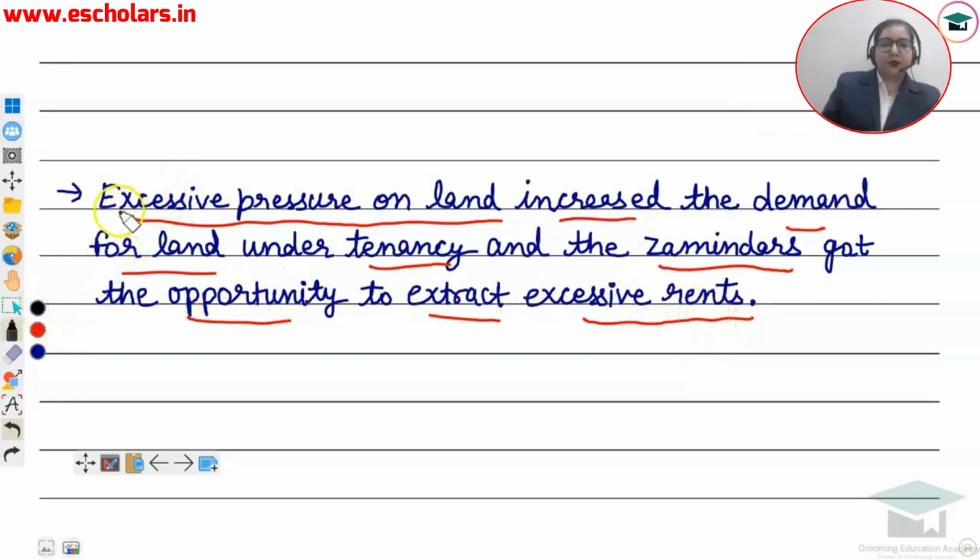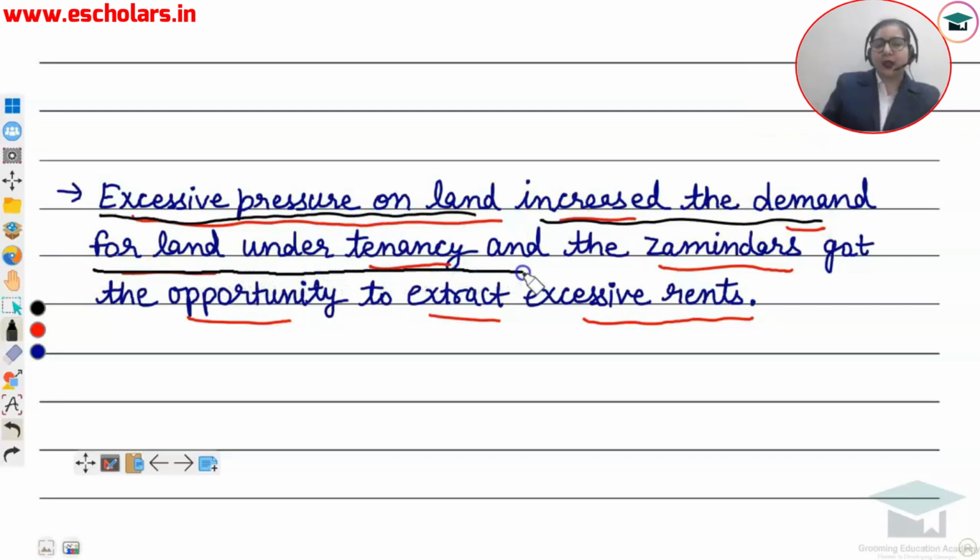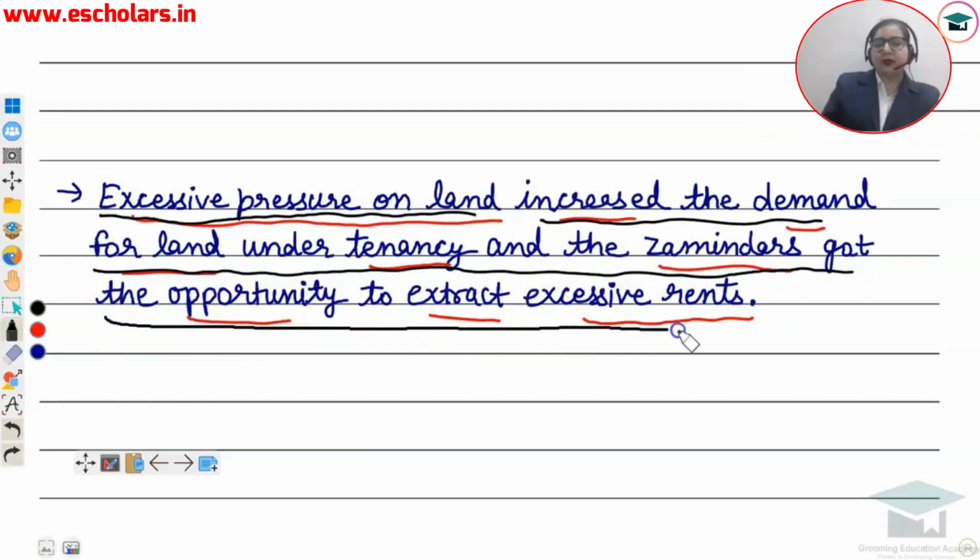Okay, so let's recall it till now. Excessive pressure on land increased the demand for land under tenancy, and the zamindars got the opportunity to extract excessive rents.